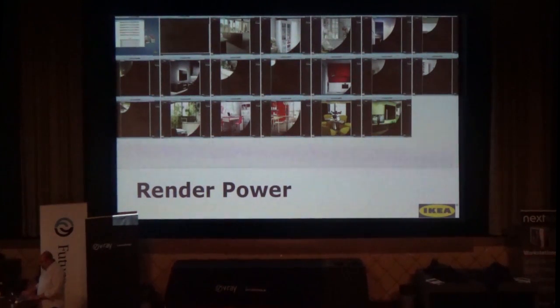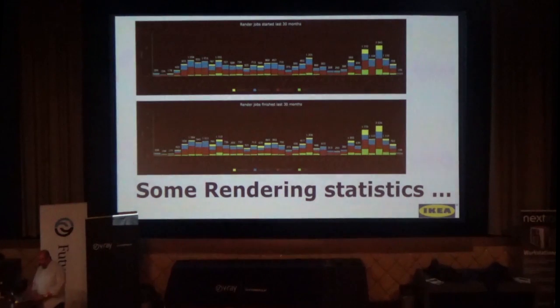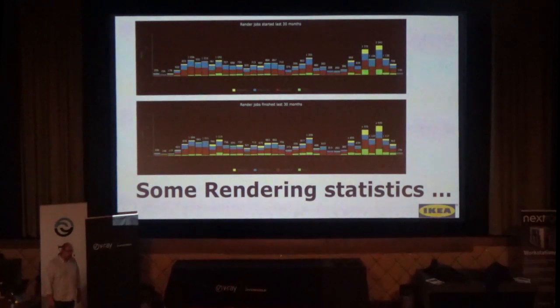I wanted to add this slide, just showing to you some statistics of rendering in the last 30 months. This is just giving you an idea of how many renderings we get through on a monthly basis. Look at this year. This year has been quite heavy. A few months ago, we reached over 2,000 renderings being pushed out during a month.